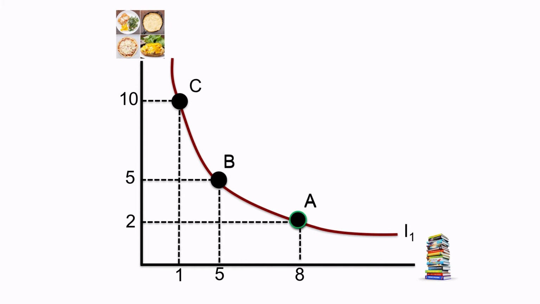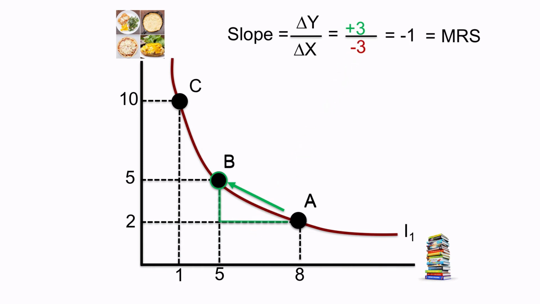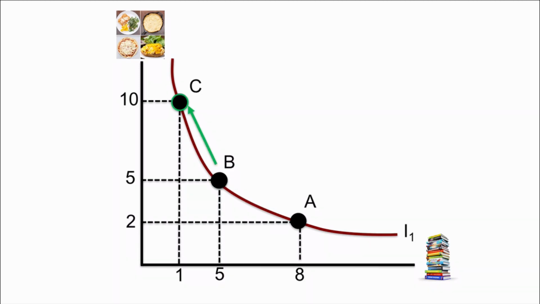For instance, notice that from point A to point B, Tom needs to gain 3 meals in order to give up 3 books and remain indifferent. In other words, from A to B, Tom values each meal at 1 book. And again, this is exactly the slope of the indifference curve between these 2 points. Economists call this rate of change the marginal rate of substitution, or MRS.